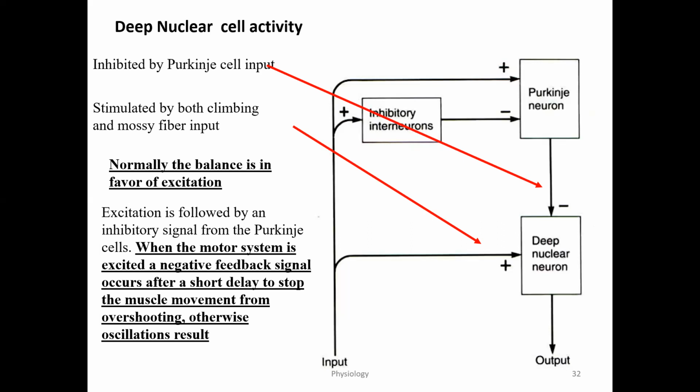And this overshooting is prevented by the deep cerebellar nuclei. How? By excitation followed by inhibition: excitation by input of the climbing fiber and the mossy fiber, while inhibition is by the axons of the Purkinje cells, which inhibit the deep cerebellar nuclei. Okay.